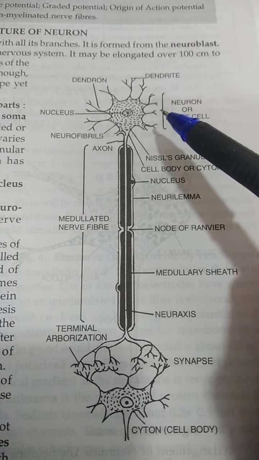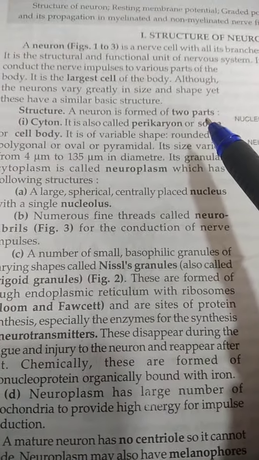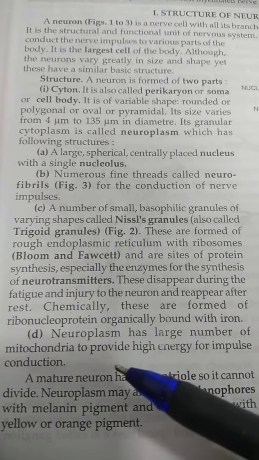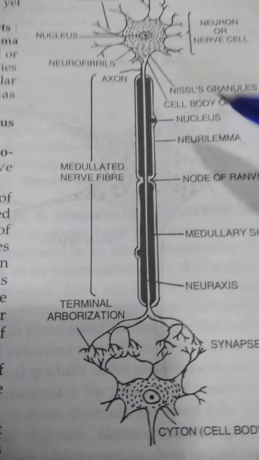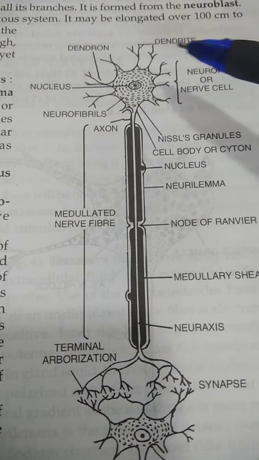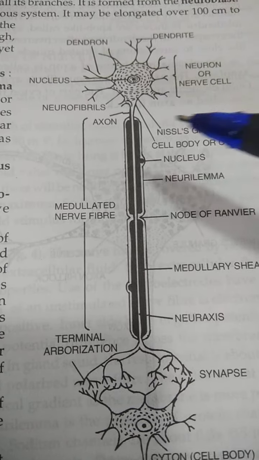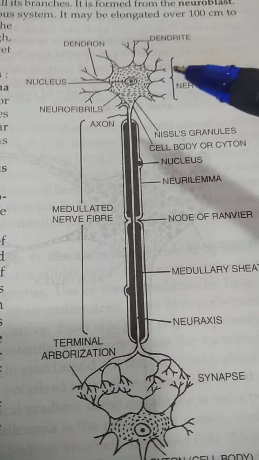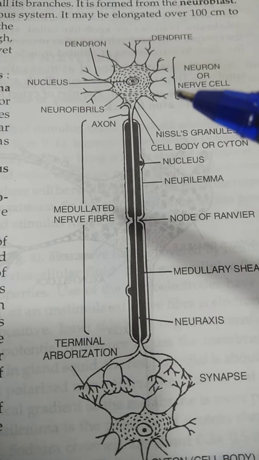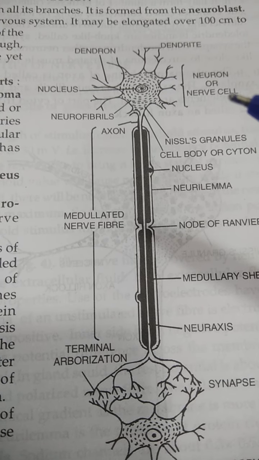First of all, the whole of the neuron can be divided into 2 parts. The first one is the cyton, and the second one is the axon. The long one is the axon, and the upper part is the cyton. Now before coming to the theory part, look at this neuron: what is its shape, and what are the different things which are present here.